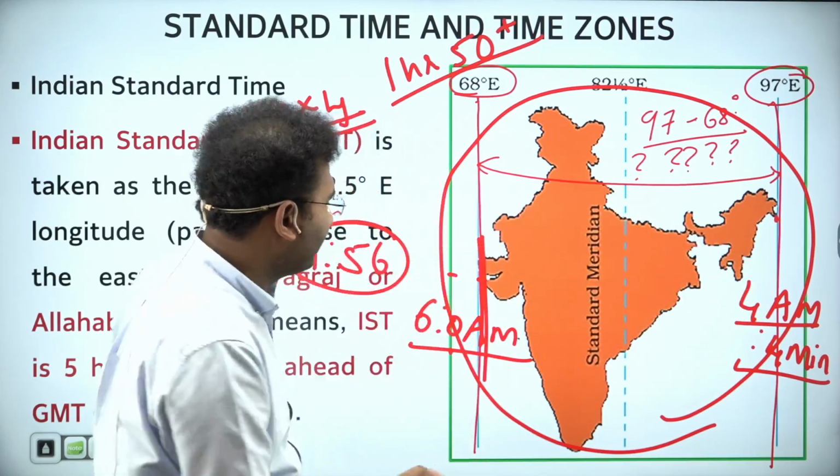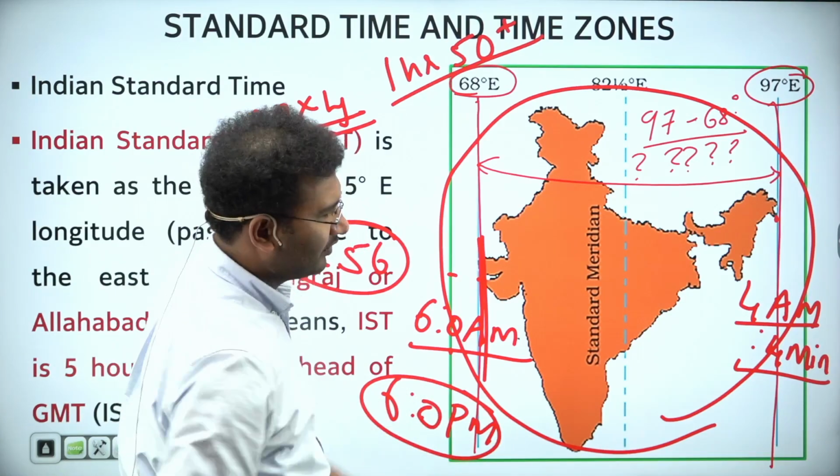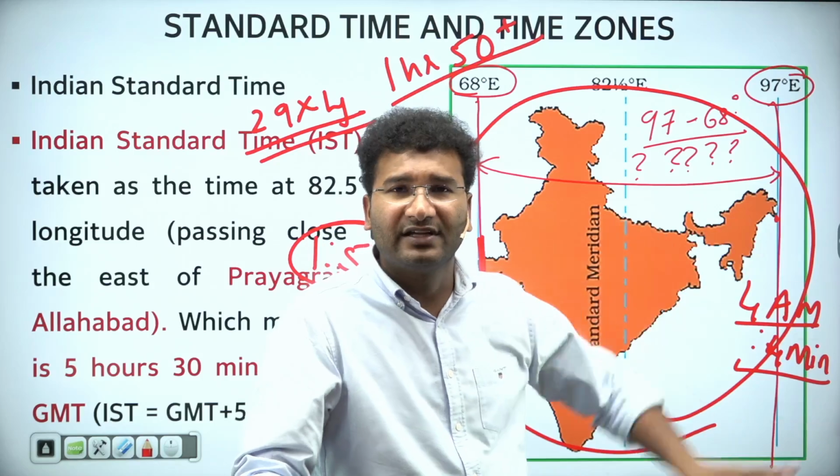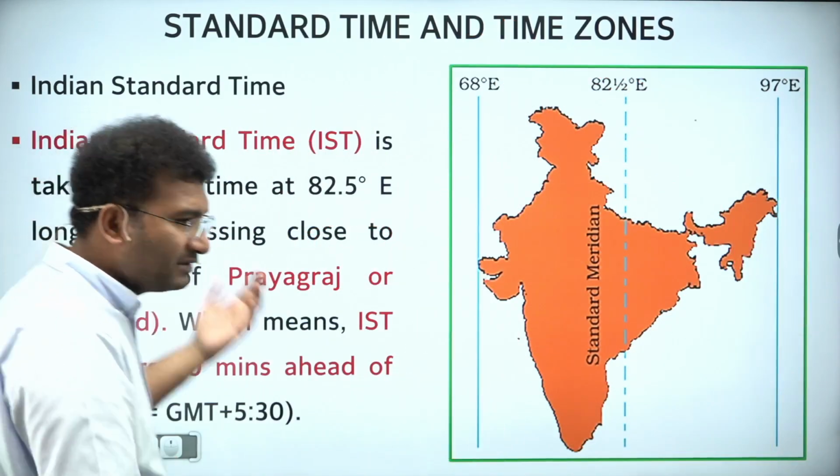Now let's imagine that at 6 p.m. the darkness kicks in. Now at 4 p.m. itself the darkness will kick in. So these are some of the challenges. That's why we have different time zones.